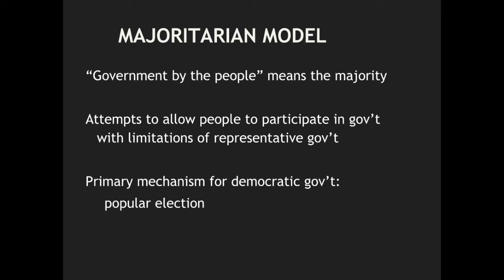And this attempts to allow people to participate in government, with the limitations of representative government. This idea that people can participate, they can vote for certain representatives in office, for their congressperson, for a senator, for president, that we, the people, have the ability to influence decision makers. The primary mechanism for democratic government with the majoritarian model is the popular election.